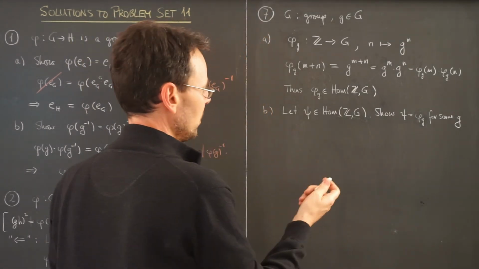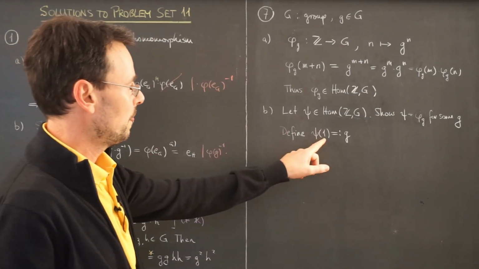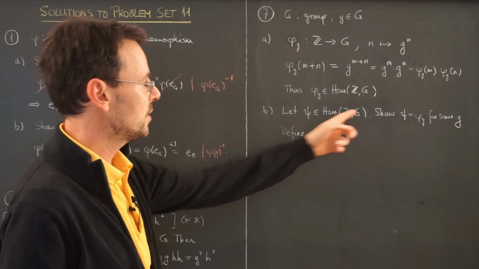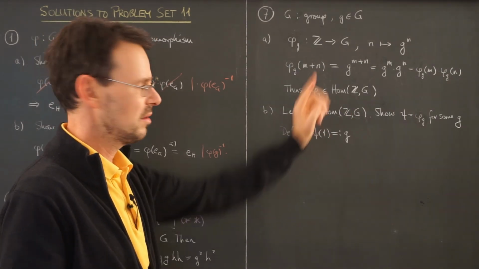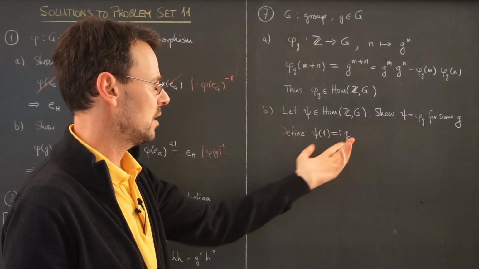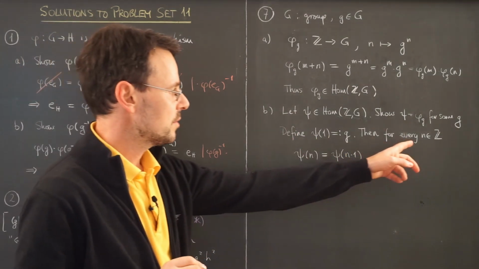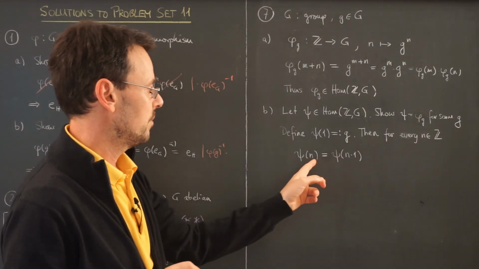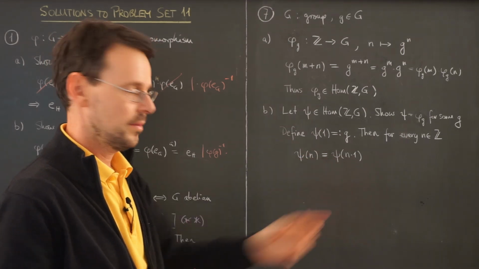The hint says we should take a look at psi of 1. So psi of 1 is some element of G, because psi is a map from the integers to G. So this clearly here is a group element that I call g. Then the following is true for every integer n. Psi of n is psi of n times 1.